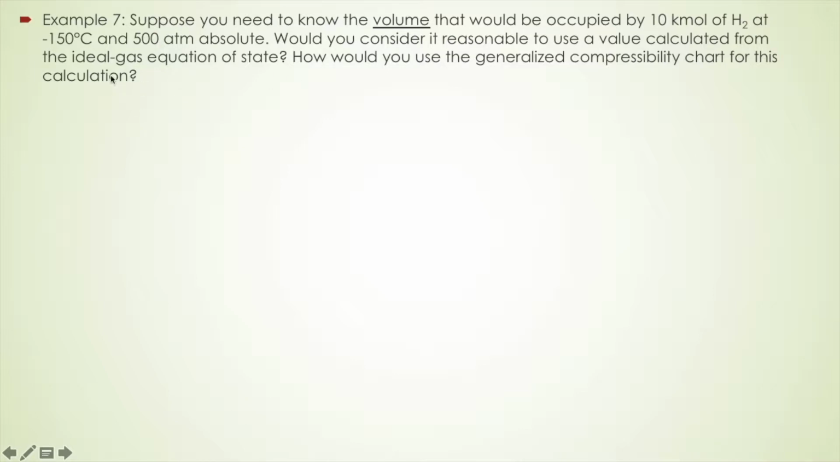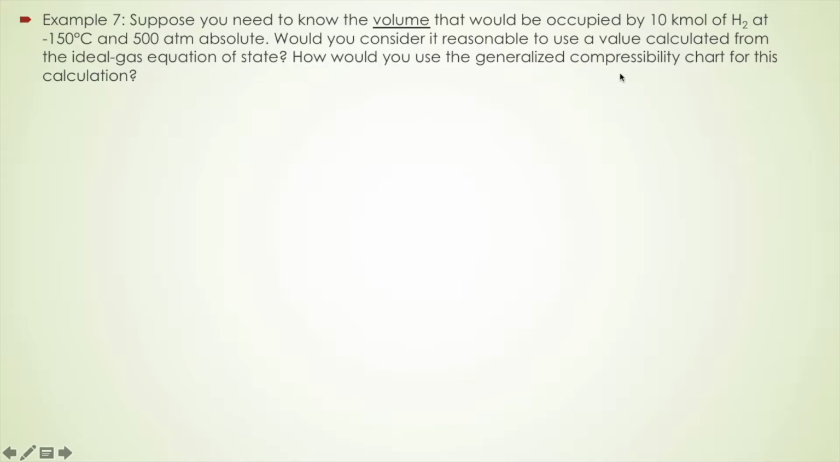No, right? Because obviously the molar number is so big, it's 10 kilomole, and the temperature is negative 150 degrees Celsius. We know that for an ideal gas, temperature has to be greater than 100 Kelvin, and the pressure has to be around 1 to 3 atm, and you get 500 atm absolute here, which is way too big to be an ideal gas, so it's not reasonable to use the ideal gas equation of state.